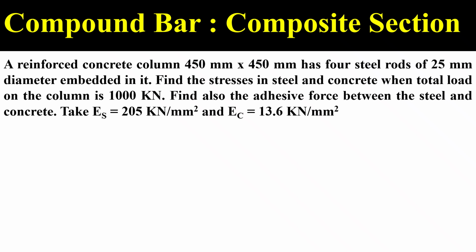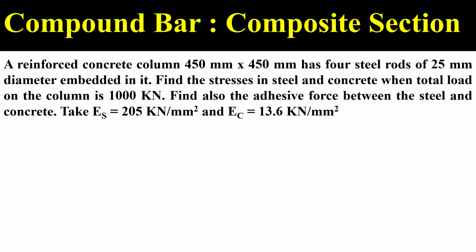Find also the adhesive force between the steel and concrete. Consider Young's modulus of the steel, ES, equal to 205 kilonewton per mm square, and Young's modulus of the concrete, EC, equal to 13.6 kilonewton per mm square.